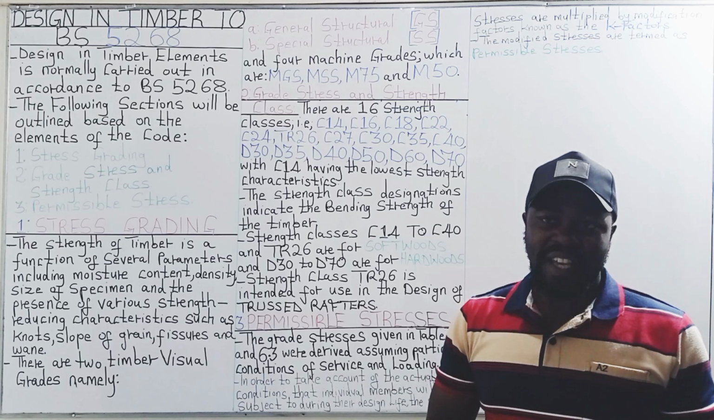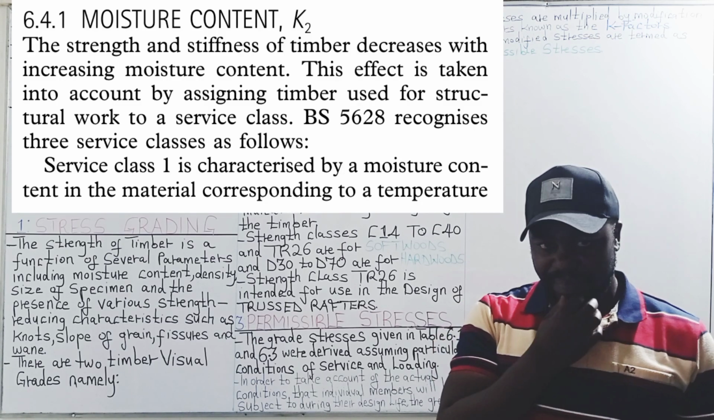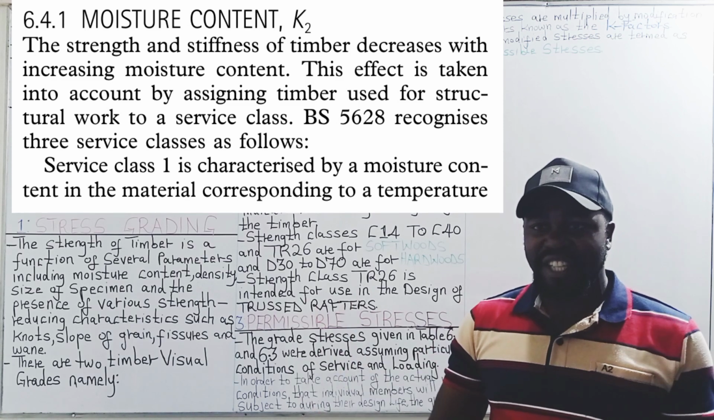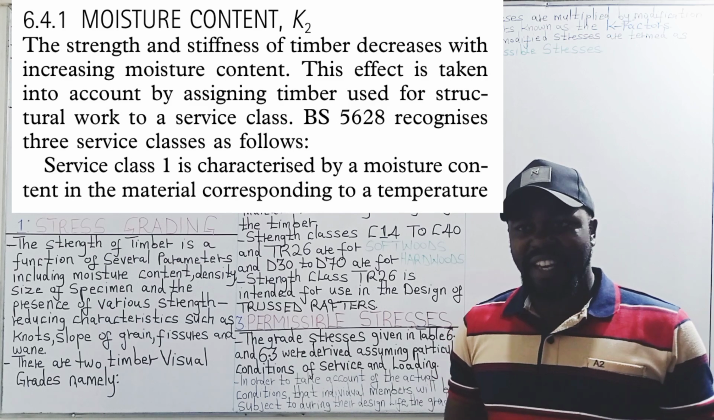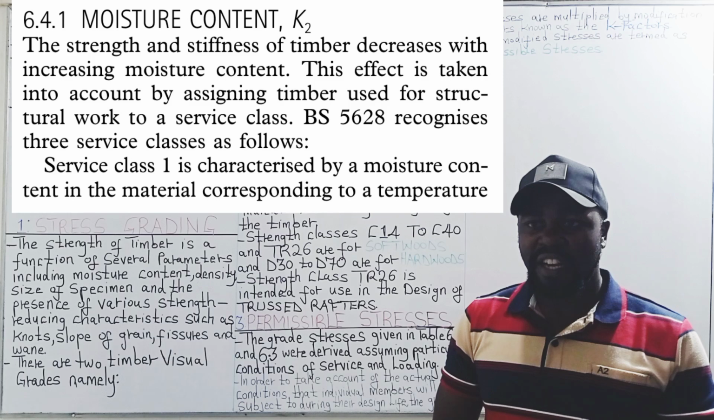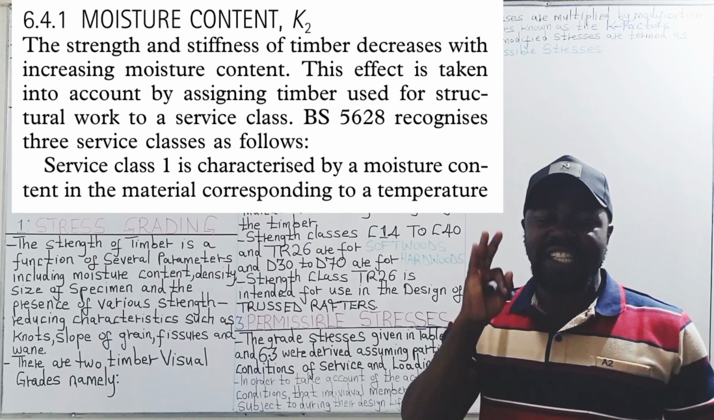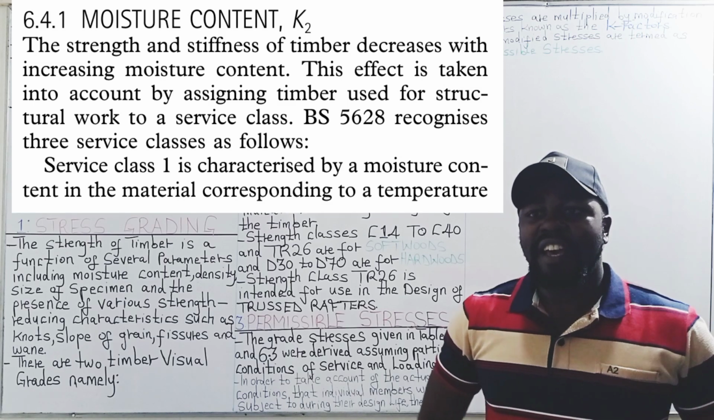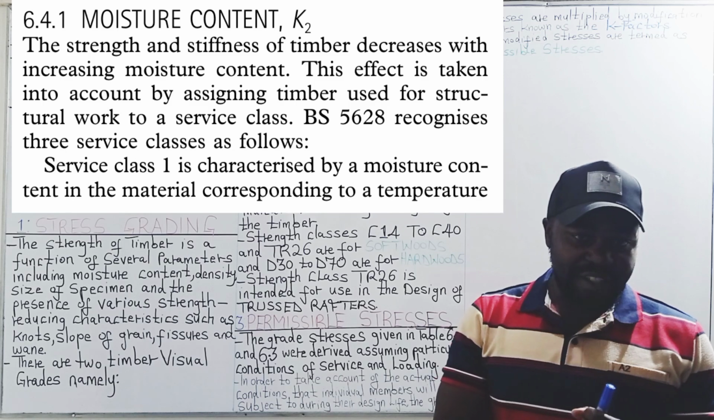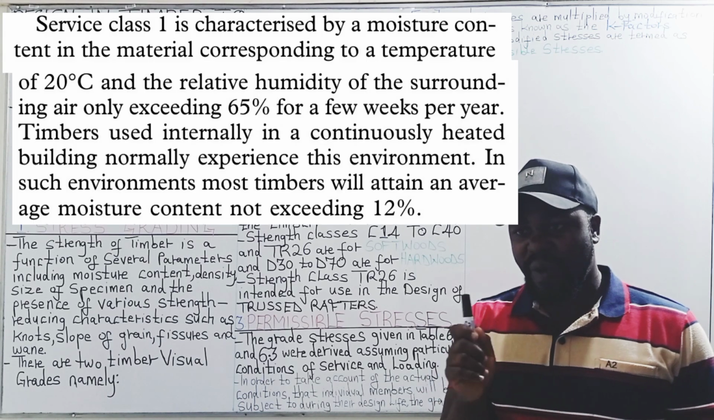Then from there, we are going to look at the moisture content factor, which is K2. The strength and stiffness of timber decreases with increasing moisture content. This effect is taken into account by assigning timber used for structural work to a service class. BS 5268 recognizes 3 service classes: service class 1, service class 2, and service class 3. Starting with service class 1.